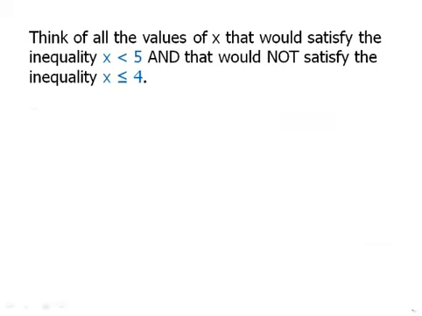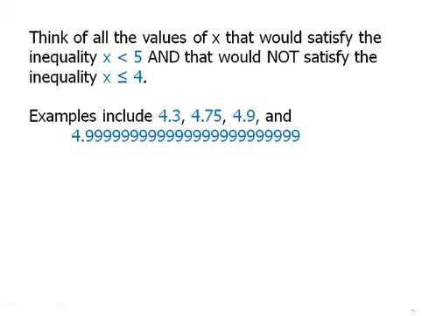Now think about this. Think of all the values that would satisfy the inequality x is less than 5, and that would not satisfy the inequality x is less than or equal to 4. Of course, there are no integers in that range, but there are many other numbers. Examples include all the decimals between 4 and 5. All of those are things that legitimately are less than 5, but they are not less than or equal to 4. And notice that last one in particular, 4 followed by a bunch of 9s after the decimal point.